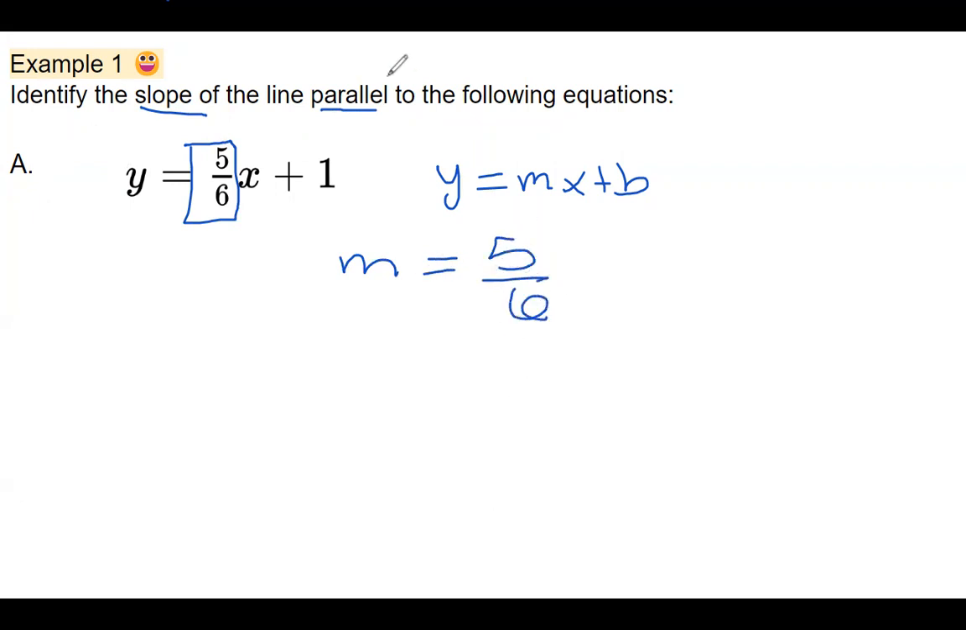No? Okay. All right. Try the second one. B. Go ahead and identify your slope that is parallel to that line. Go ahead and tell your neighbor.